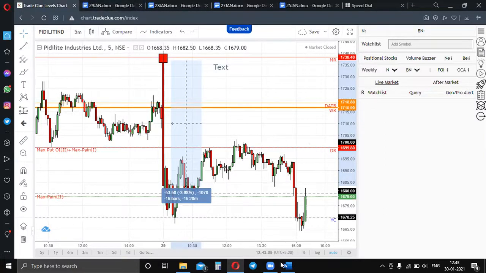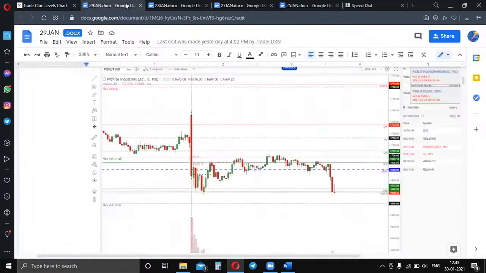Okay, so Vikas asked about the OI, right? Let's complete the examples, then I will give you the idea about the open interest as well.